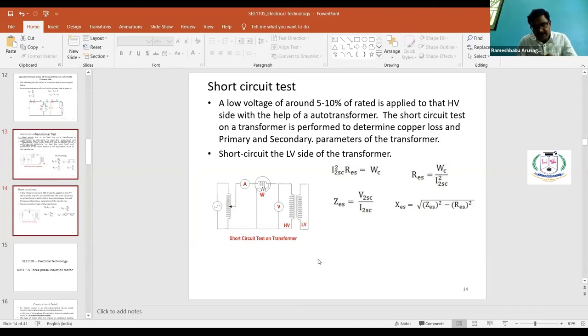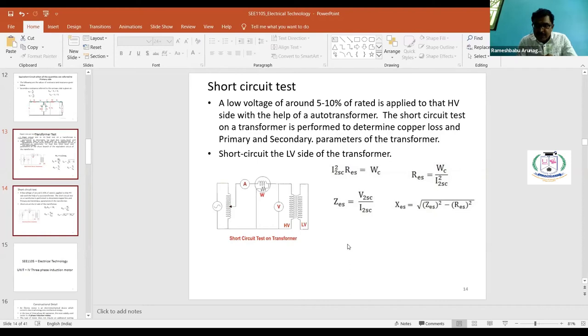is performing the test on the HV side, and the LV side is short circuited. So the LV side is short circuited here, and the HV side is connected to the meters. Similarly, there will be a source, an auto transformer, and an ammeter, wattmeter and voltmeter connected here. How do we perform this after doing the connection? In the previous open circuit test, we kept the rated voltage of the LV winding, given with the help of the auto transformer.